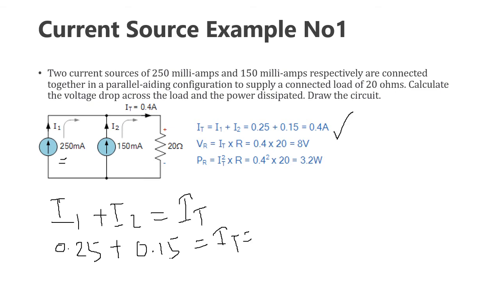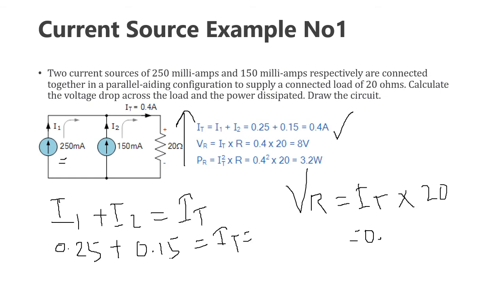The second question is the voltage drop across the load. So here is our load. The load is a 20 ohm resistor. To calculate the voltage drop across this load resistor according to Ohm's law, VL will be equal to the current flowing through the load, IT, times the resistance value of 20 ohm. We know IT is 0.4 ampere, so 0.4 times 20 equals 8 volts. So from this equation we can simply find VL, the load voltage.